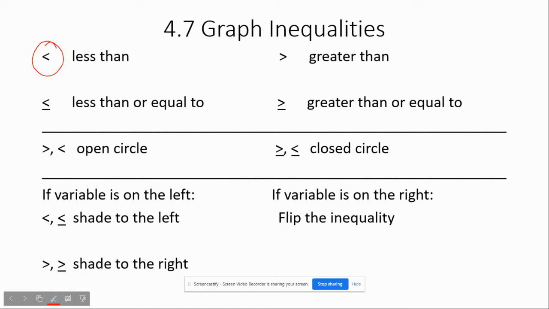This sign is going to mean less than. This sign means greater than. When it has a little line underneath it, that's like half of an equal sign. So that's going to be less than or equal to, and that's greater than or equal to.